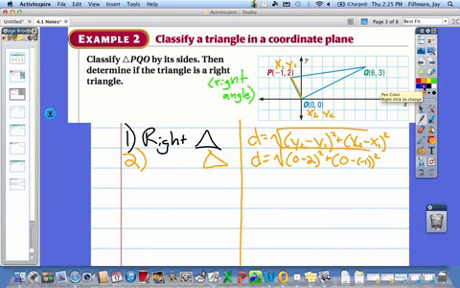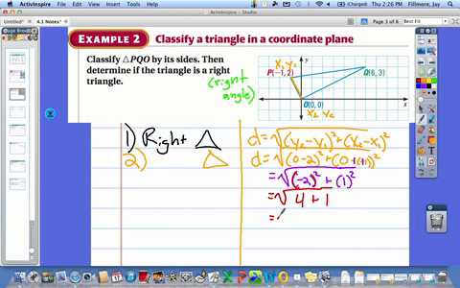Now it's just simplifying and using my order of operations. 0 minus 2 is negative 2, and 0 minus negative 1 is the same as 0 plus 1. After parentheses are finished, I'll use my exponents. Negative 2 to the second power is positive 4, because I leave this in parentheses. And then 1 squared is simply 1, so this is the square root of 5. I'm going to leave it as the square root of 5 to be an exact answer. So this side here is the square root of 5.